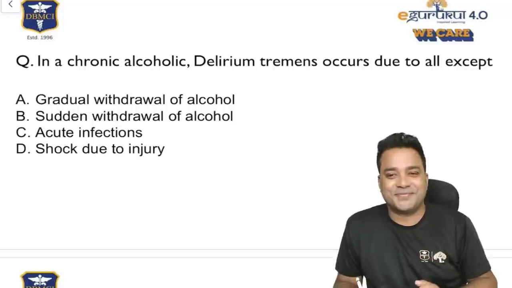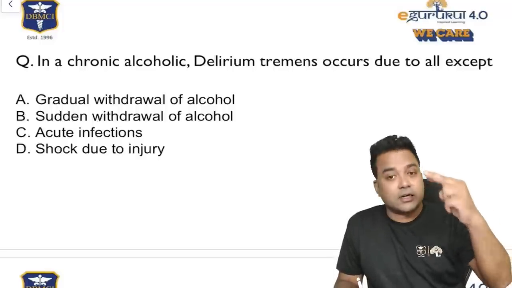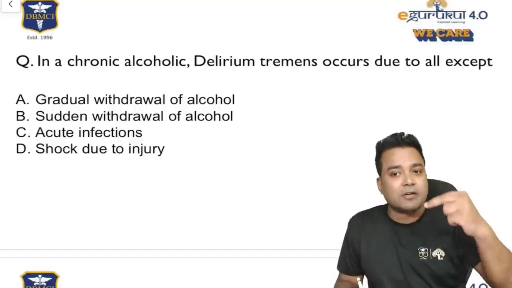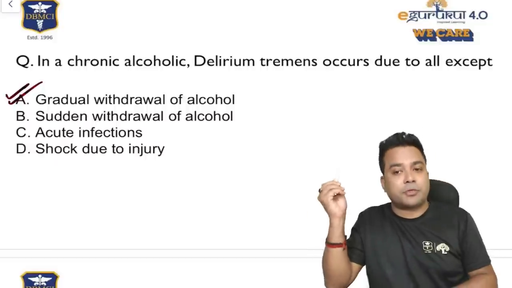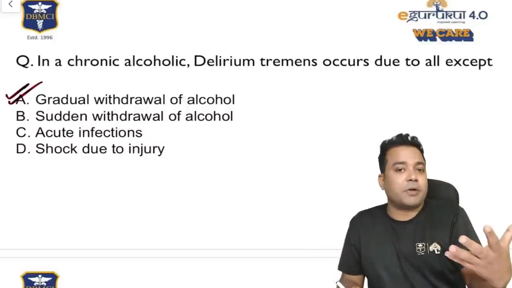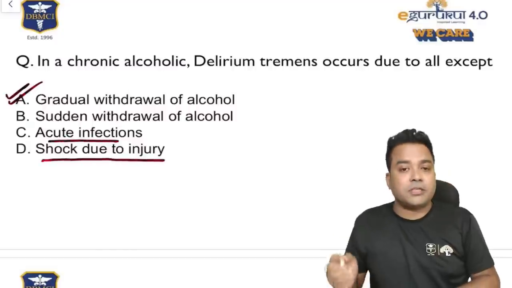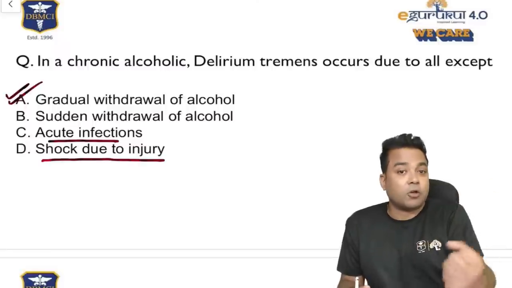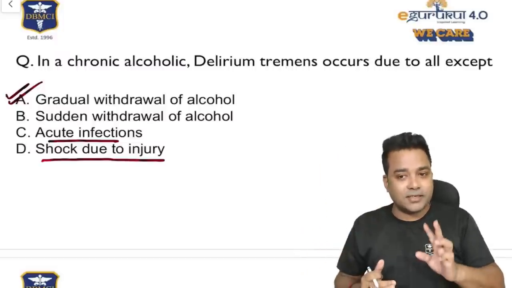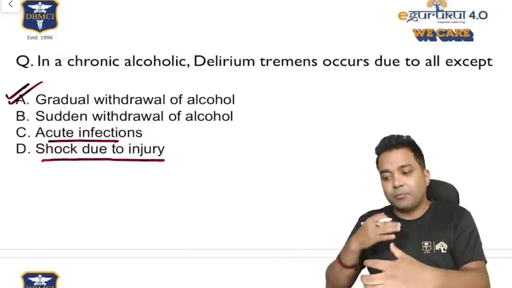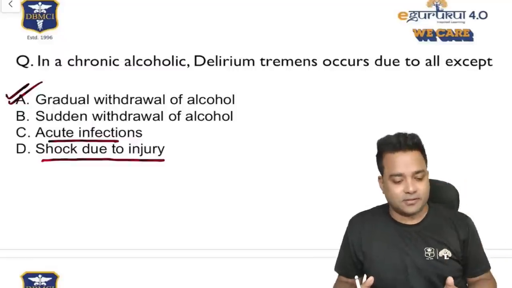What will be the answer? The question is a very simple question. Given the fact that you know that delirium tremens occurs at about 2 to 3 days of sudden alcohol withdrawal in a chronic alcoholic, the moment you remember this line, my answer of choice will be option A. Other options cannot be my answer. When a person is suffering from acute infections or is in shock due to injury, no one will give alcohol to the person in the hospital. Imagine telling a chronic alcoholic to drink alcohol, otherwise they will go into delirium tremens. So all the factors because of which the person is not able to consume alcohol can be precipitating factors. I hope it is clear.